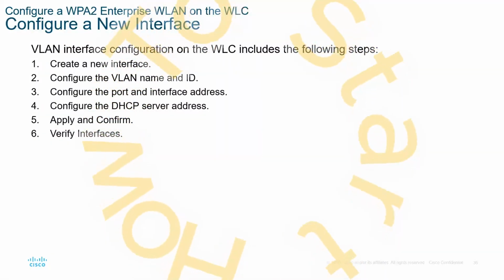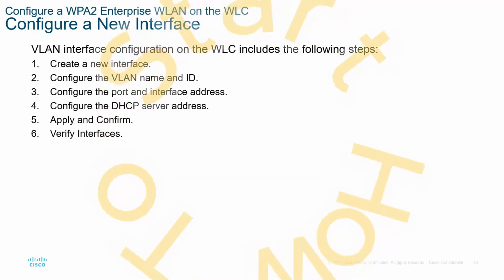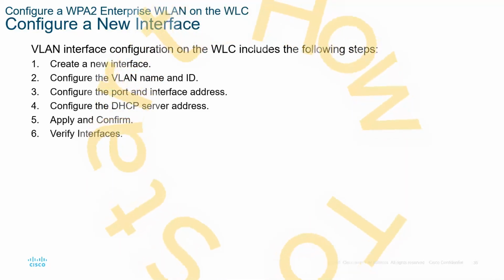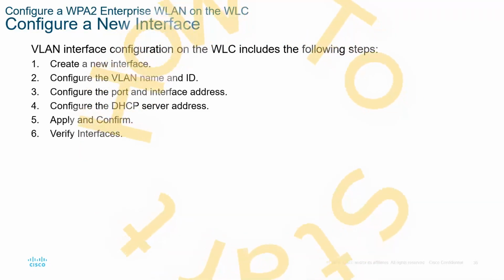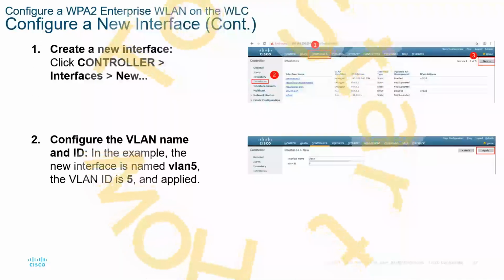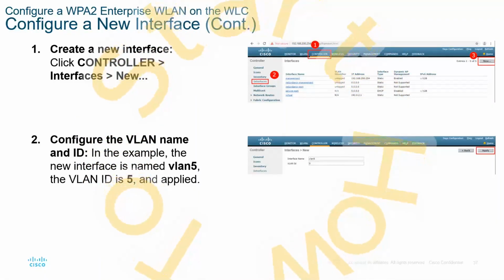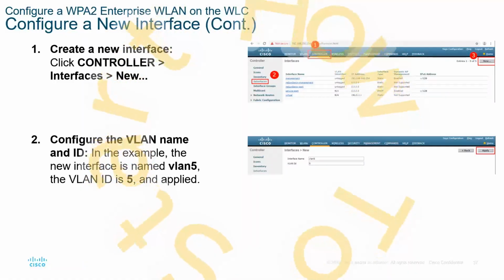So how do we configure a new interface on our wireless LAN controller? Really easy. We create the new interface, we configure the VLANs, we configure the ports and interface addresses, set up DHCP, apply it, and verify. So what we're going to be doing is we go to Controller, we go to New, we can set up our VLAN name and ID. Here we're setting up VLAN 5.